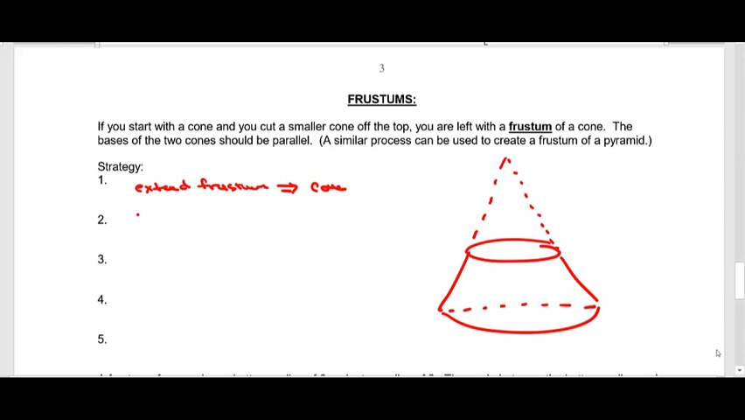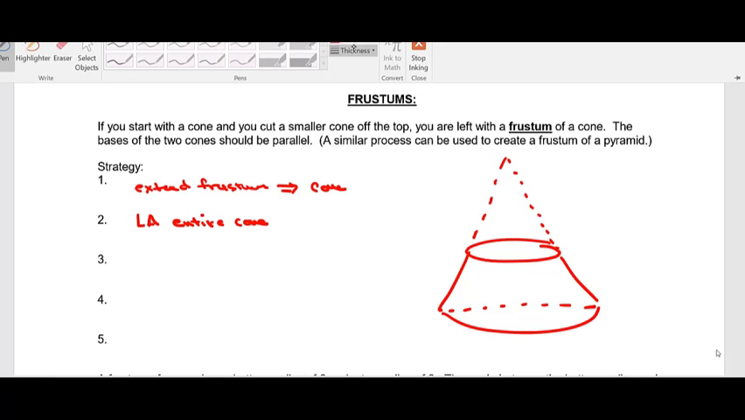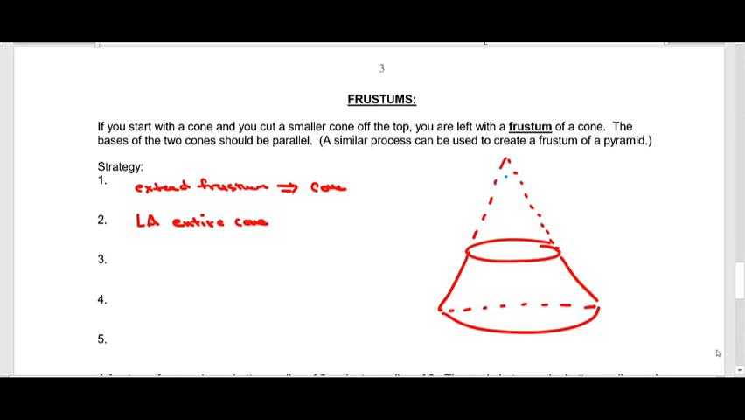The second part is to find the lateral area of the entire cone. And then what I'm going to do is find the lateral area of this part of the cone. So find the lateral area of the smaller cone. And then I'm simply going to subtract. I'm going to subtract that smaller cone from the lateral area of the entire cone. And then I'm going to add, don't forget, I have to add my base.